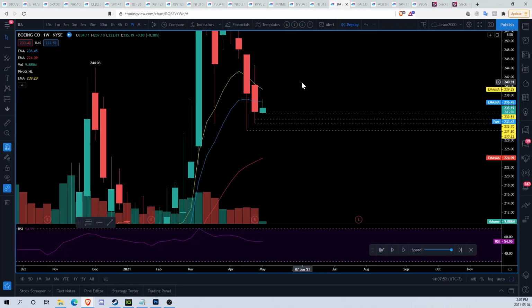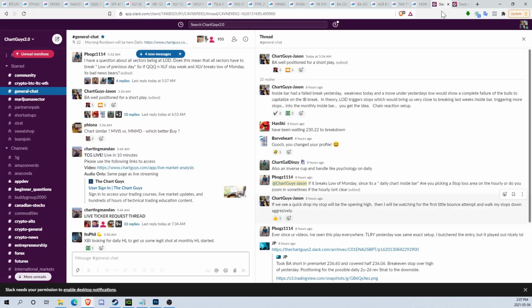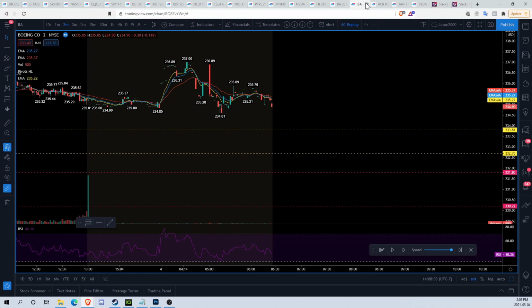I want all these things to chain react, because that chain reaction setup that we see right here that we talk about is really key. We want all of these things to pile into each other and get all these time frames working together to help us out for this trade setup.